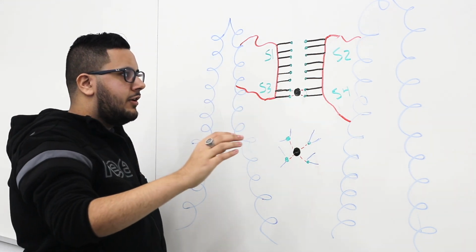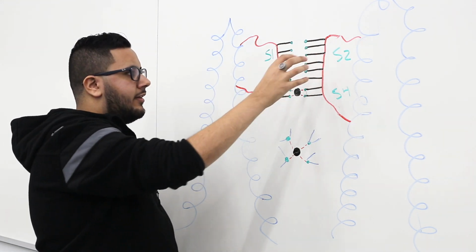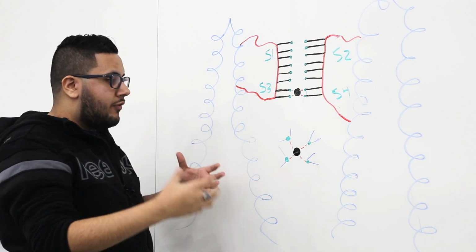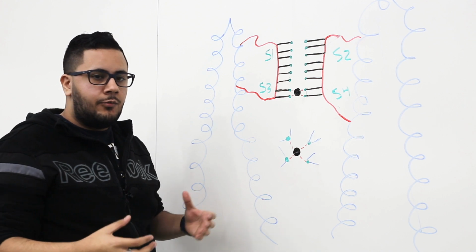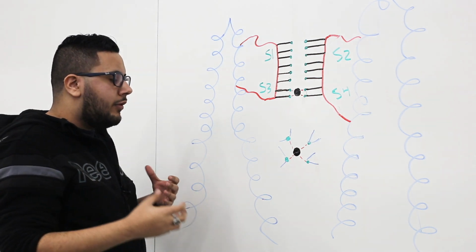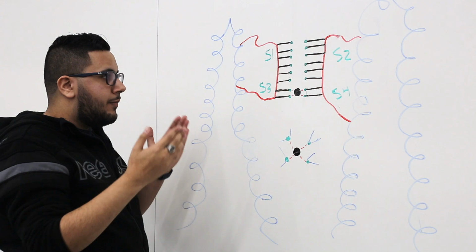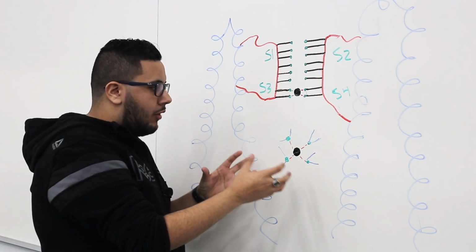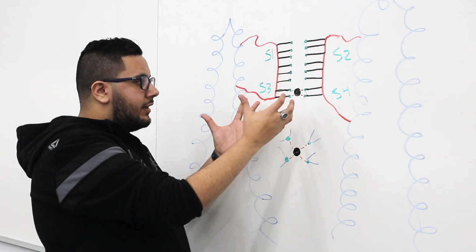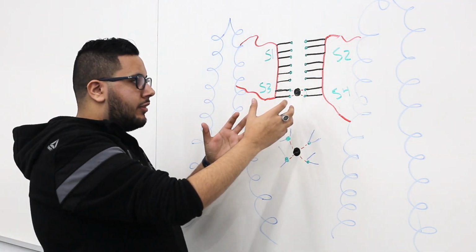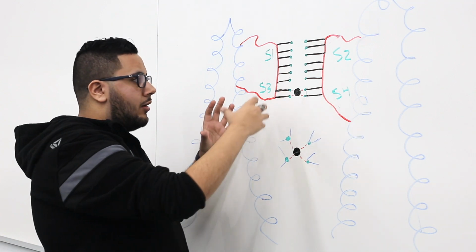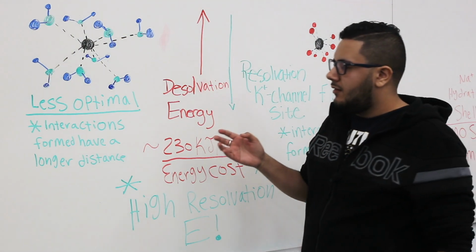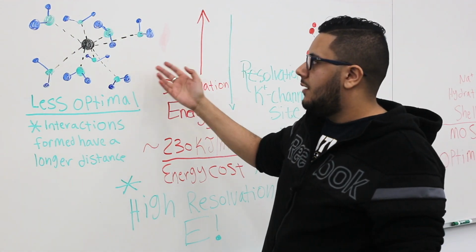The filtering region is composed of 4 filtering sites, and they have residues which contain carbonyls, which also form non-covalent interactions with potassium. So essentially, potassium, in order to pass through the channel, must be able to break the non-covalent interactions with water and reform non-covalent interactions with the residues which contain carbonyls. So as stated previously, the interactions that potassium forms with water are actually pretty optimal.